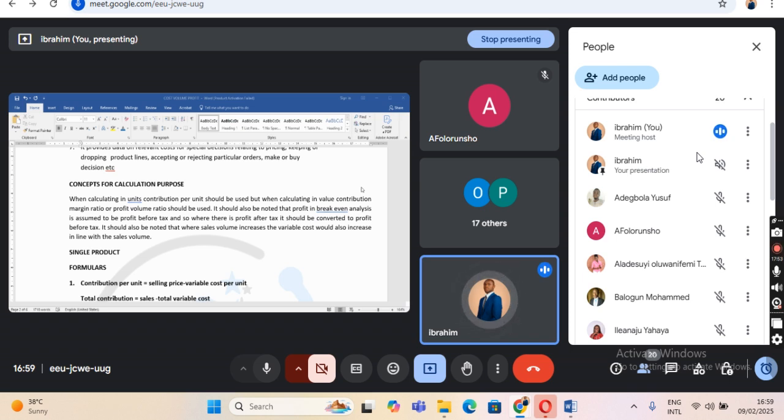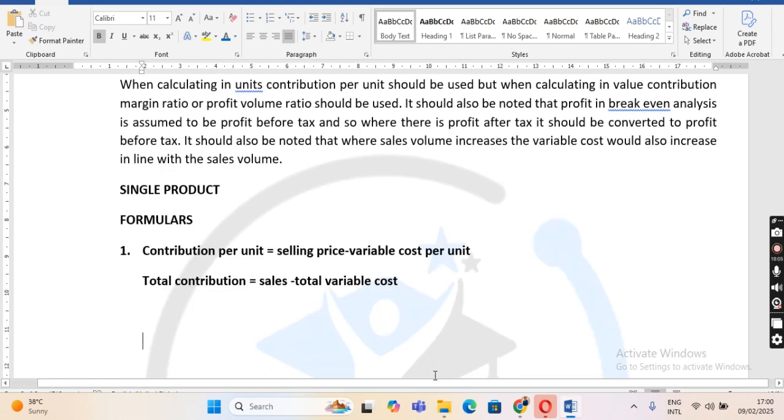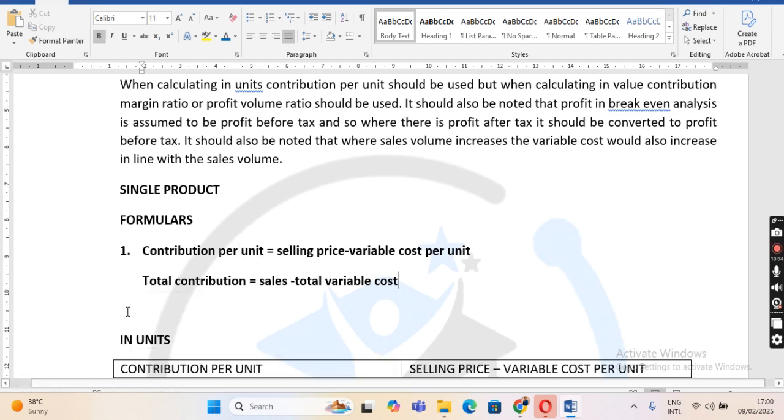Total contribution is the total value. But when you want to get the contribution per unit, and you already have your total contribution, let's say your total contribution is 1,000 naira or 10,000 naira, then you just divide it by the number of units. Don't forget it is contribution per unit, per one. Divide it by the number of units produced, right? And that is that. So I'm just bringing this total contribution so that you will know how to do that.